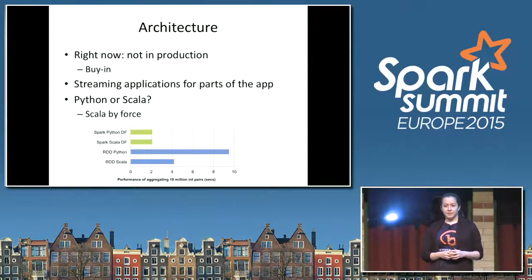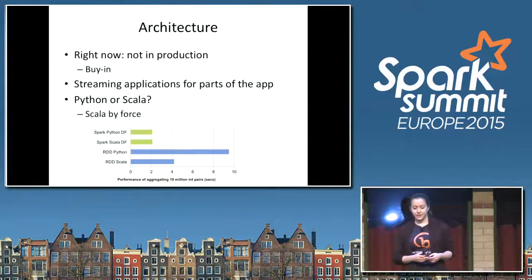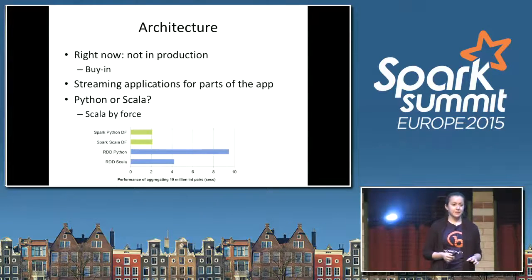So I've decided to go the Scala route because there are a number of reasons. First of all, I'm sure you've seen this little graph before. Scala in pure Spark, and especially with RDDs, is way faster than Python. I'm not necessarily going to be doing everything in data frames all the time, even though the data frame performance is comparable.